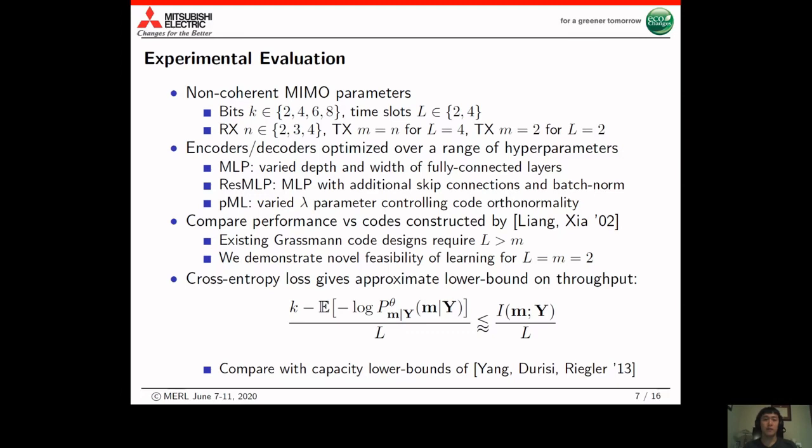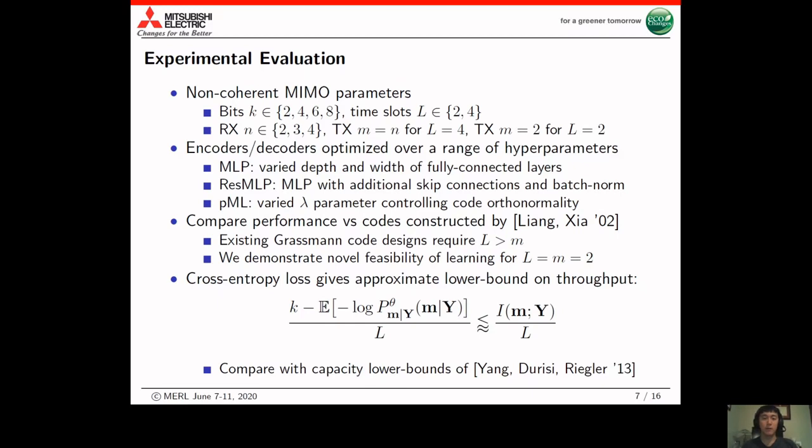We compared the performance of our codes with codes analytically constructed by Liang and Xia. It's worth noting that existing analytical code constructions based on Grassmannian monopods require that the number of time slots be larger than the number of transmit antennas. Our learning-based approach demonstrates a novel feasibility of handling 2 time slots and only 2 transmit antennas at the same time. Also, as we mentioned earlier, since cross-entropy loss is related to mutual information, it can be used to approximate a lower bound on throughput.